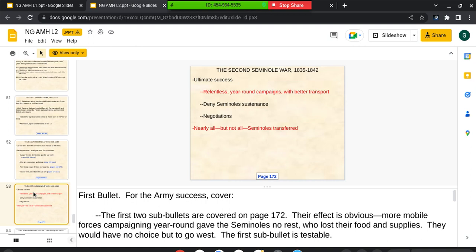Also, we talked about how the militia could only serve 3 months a year, and that led to some problems. Well, now they have people who can serve in year-round campaigns, and serving in year-round campaigns really helped to exhaust the Native Americans' ability to resist. And because they were serving year-round campaigns, they eventually won because the Native Americans couldn't hold off against them. So nearly all, but not all, of the Seminoles had to be transferred along the Trail of Tears into Arkansas, away from where they were originally, where they were chased out of.